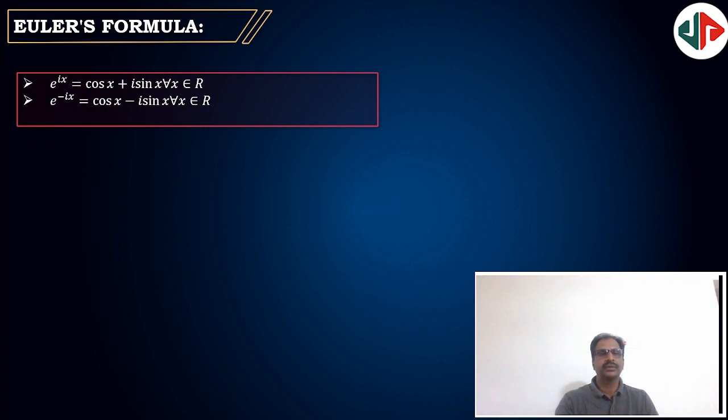And these are known as Euler's formula. E power ix is cos x plus i sin x. Here i is nothing but under root minus 1. And e power minus ix is cos x minus i sin x, where x can be any real number. This is known as Euler's formula, which is very important.